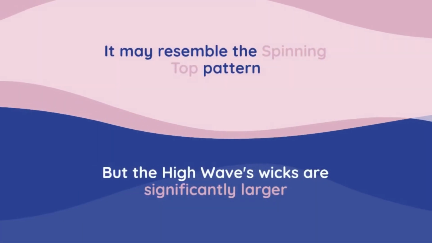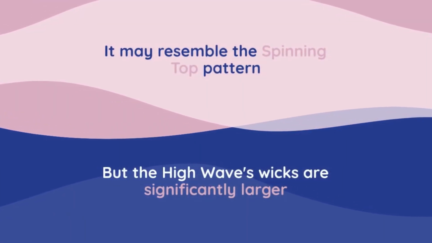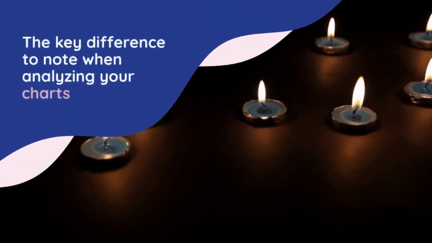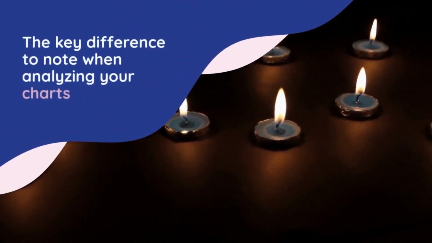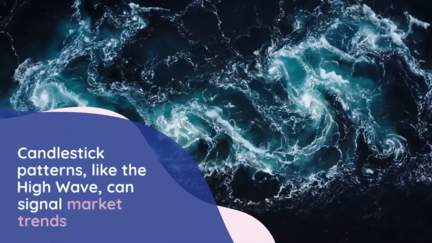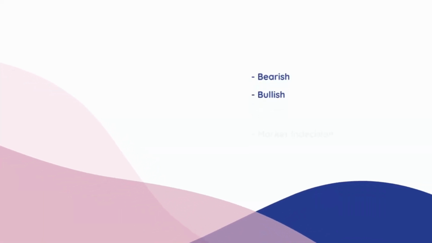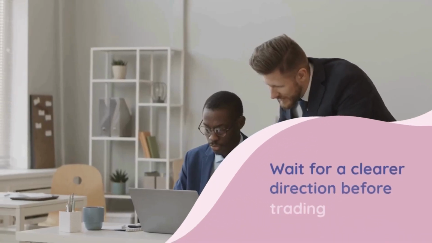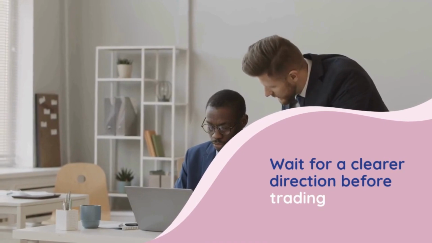While it may resemble the spinning top pattern, the high wave's wicks are significantly larger. This is the key difference that traders need to note when analyzing their charts. Candlestick patterns like the high wave can signal market trends. They may indicate a bearish or bullish move or suggest market indecision. In such cases, it's wise to wait for a clearer direction before trading.